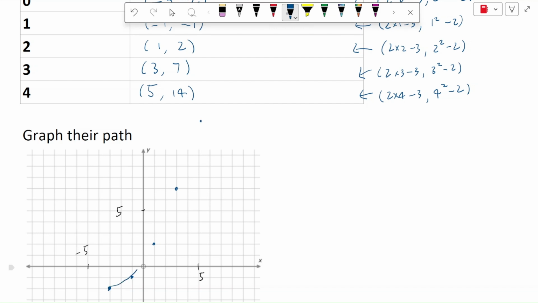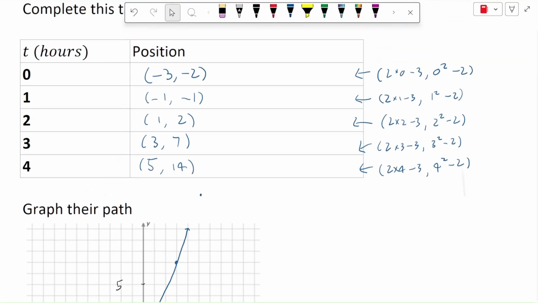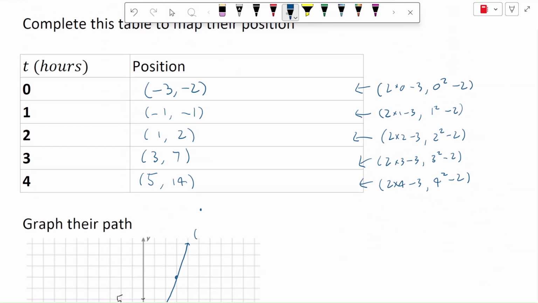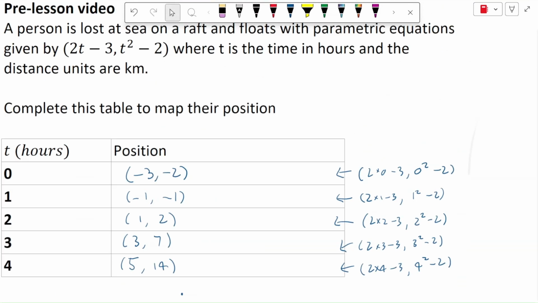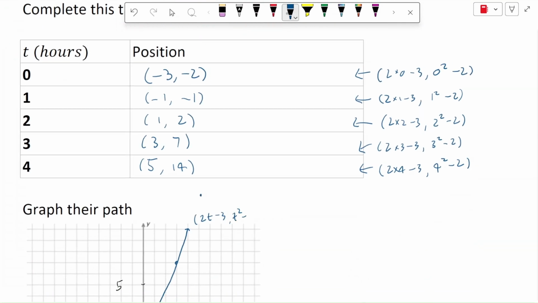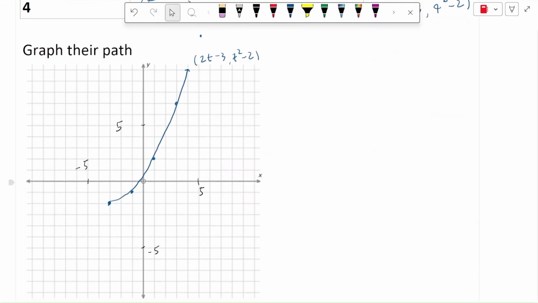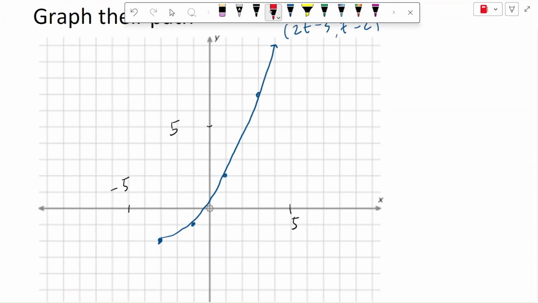We can sketch the path that this person takes. And we could even label it with the parametric equations themselves: 2t take 3, and t squared take 2. Okay. Now, you don't need to draw this on your graph, but I'm just going to label time equals 0, time equals 1, time equals 2, and time equals 3. Just like that there.